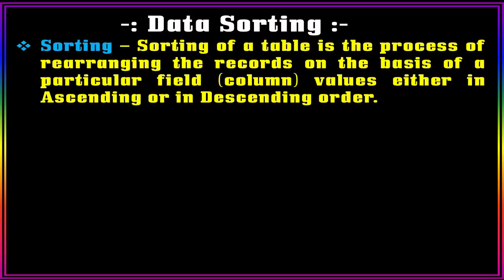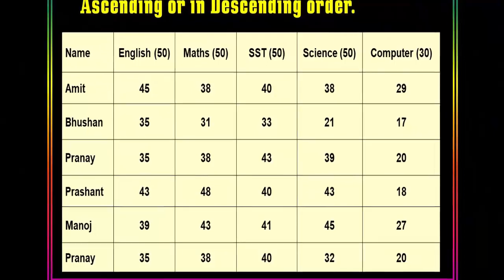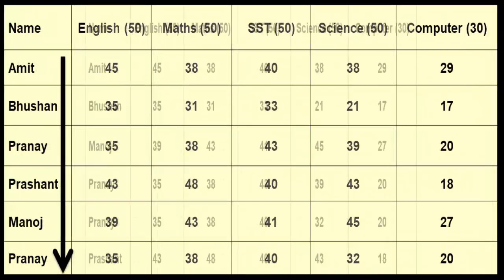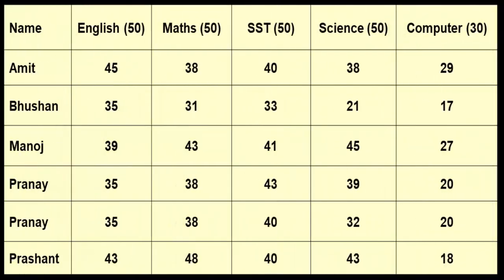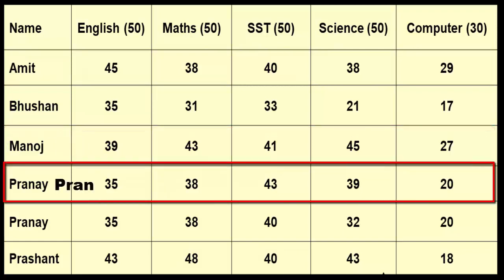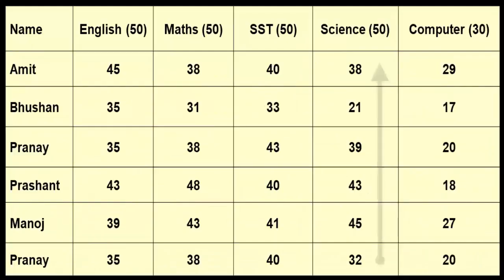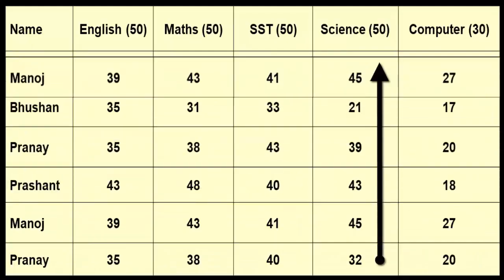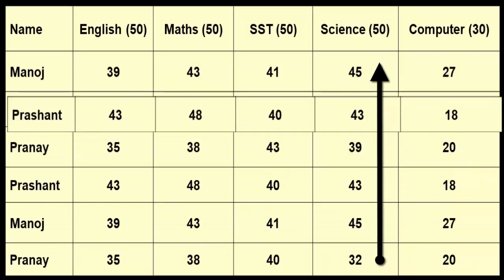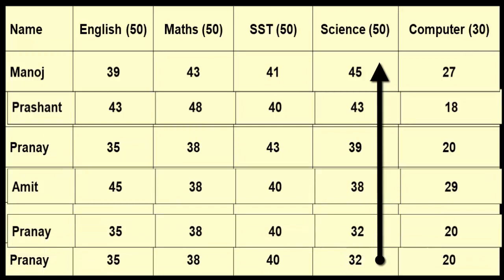So if we want to arrange all the records of the name in ascending order, then all the records will be arranged in alphabetic order of the name column. Note that here not only the values of the name column will be arranged in ascending order, but all the values of the corresponding records will be arranged in ascending order. It means that all the six records will be shifted in ascending order of the name column. Now if we want to arrange the records of the table in descending order of the science column, then after shifting all the six records, the table will look like this.